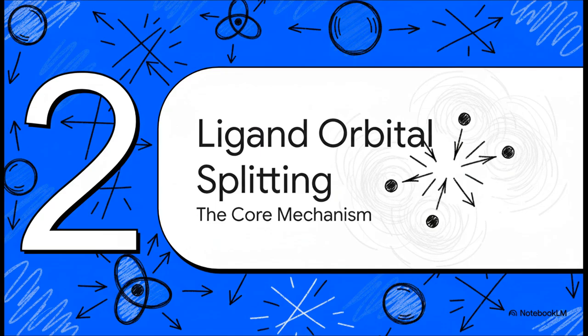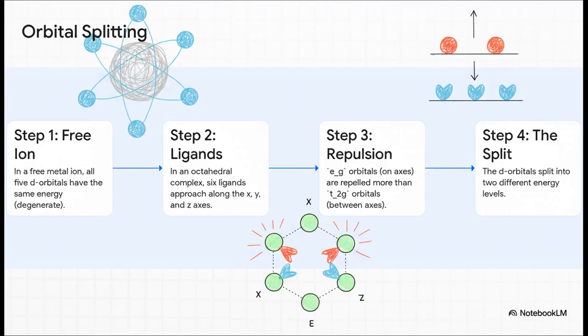So, how in the world does simple repulsion lead to these amazing effects? Well, it all comes down to how those surrounding ligands mess with the electron orbitals of that metal atom in the center, specifically something called the d orbitals. Okay, let's walk through this, because this is the core mechanism.